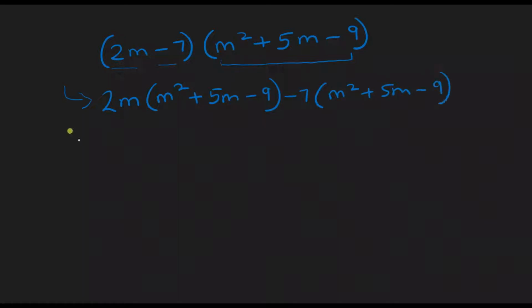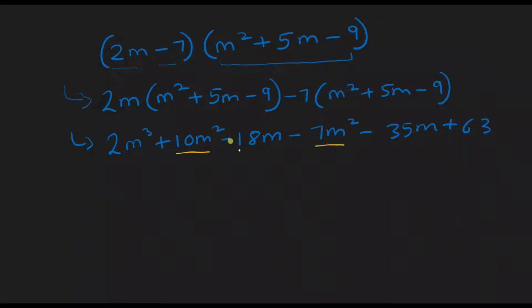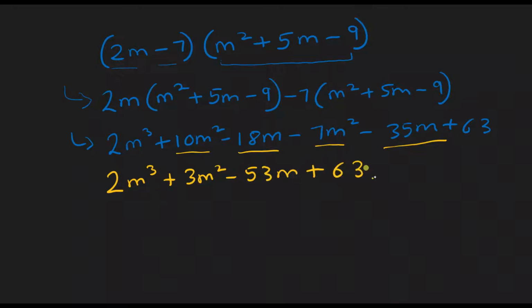5m minus 9. And when we expand this bracket, we will get 2m cubed plus 10m squared minus 18m minus 7m squared minus 35m plus 63. Now all we need to do is collect all the like terms. And when we do that, we will get 2m cubed plus 3m squared minus 53m plus 63.